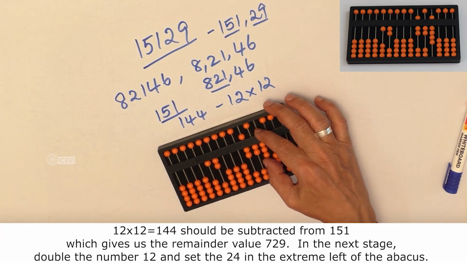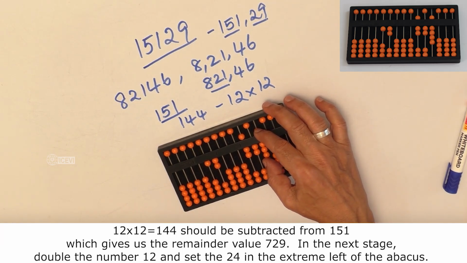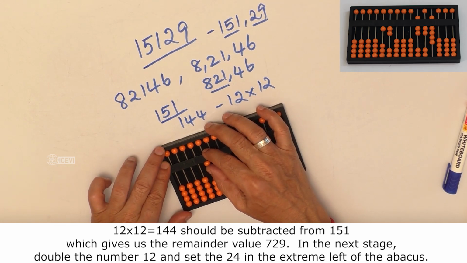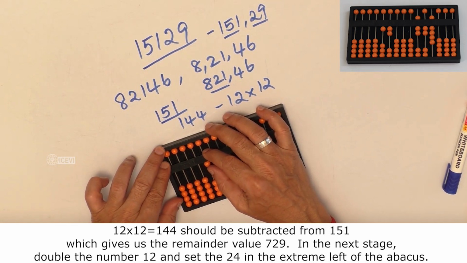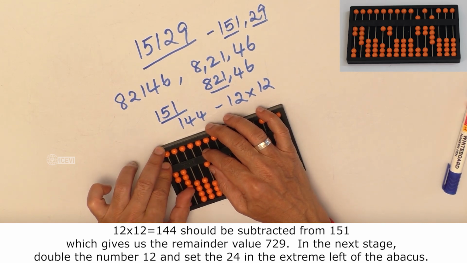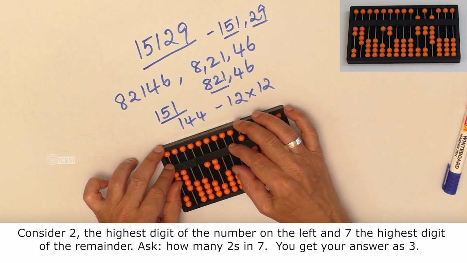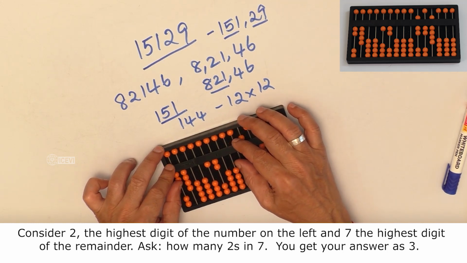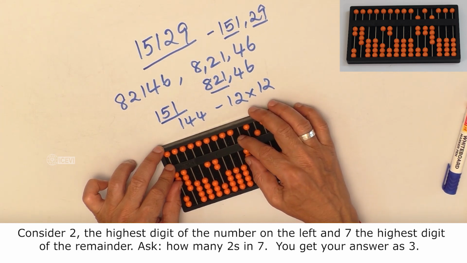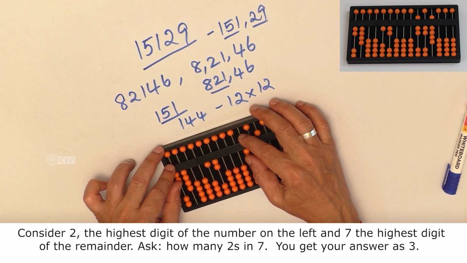729. In the next stage, we have to double the number 12 and set the 24 in the extreme left of the abacus. Consider 2, the highest digit of the number on the left end, and 7, the highest digit of the remainder. Ask how many 2's in 7. You get the answer as 3.